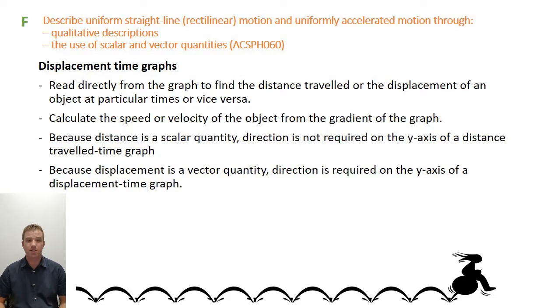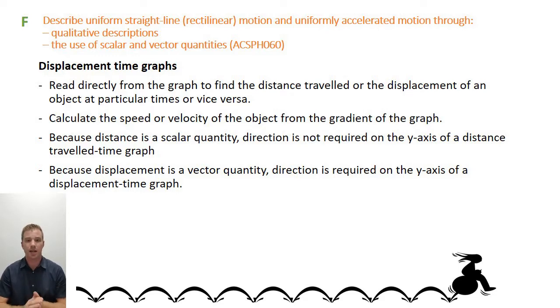If we're trying to find distance traveled or displacement of an object at a particular time, we just read directly from the graph. Okay, so it's pretty straightforward. On the horizontal axis, you'll see there's time. You're just reading directly from that particular point that the question's asking. Now, to calculate speed or velocity of an object, we just look at the gradient of the graph.